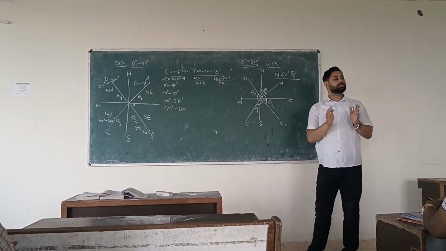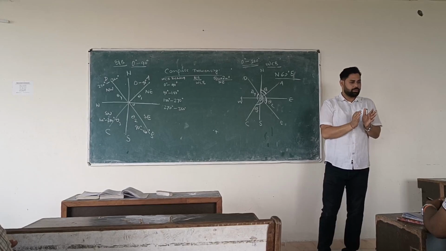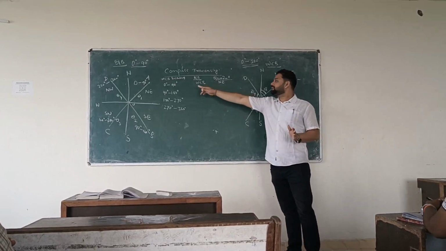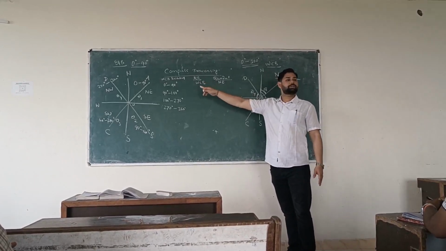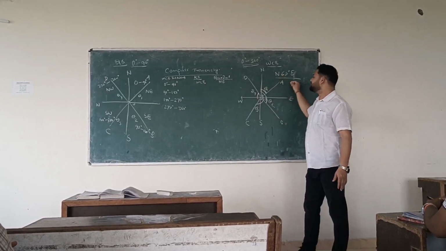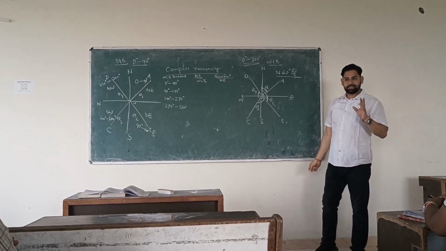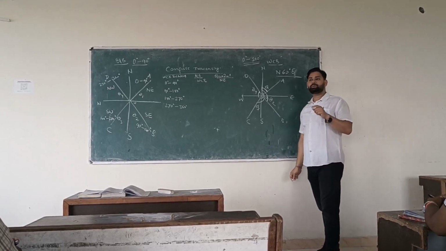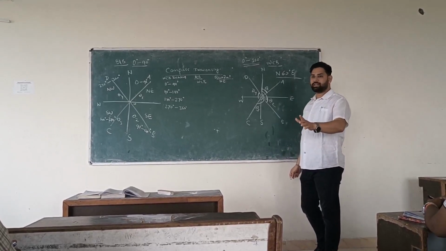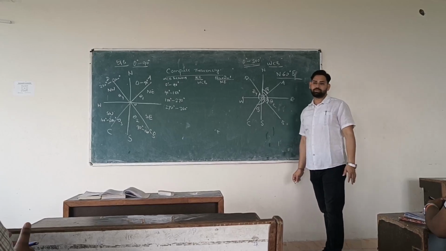If your bearing is 60 degree, this is the example. First case: if your WCB is lying between 0 degree to 90 degree, means 60 degree, 55 degree, 70 degree, up to 90 degree, when it is lying in between that, we have to put only the quadrant. Then it is converted to QB system.